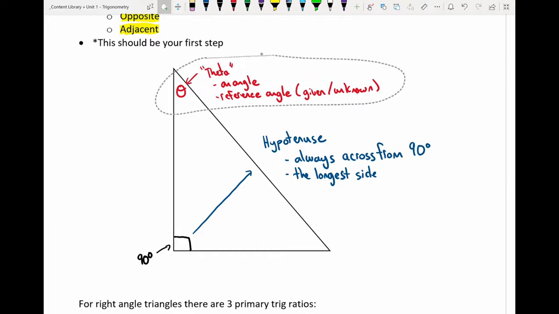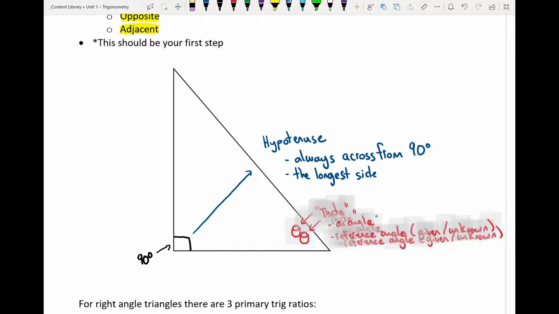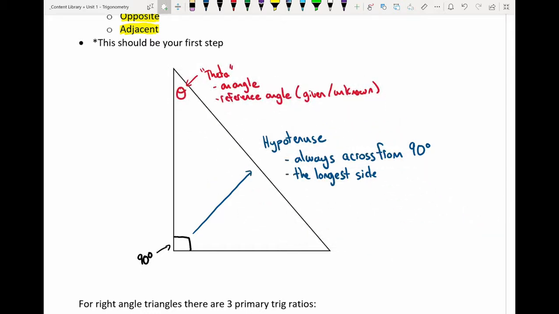One thing to note, this reference angle can be in either location. So it could be down here. It could also be up here. It just depends on the question. I'm going to leave it at the top for the purposes of this example, but just know that the next two sides that we label could be flipped depending on where this reference angle is. So across from my reference angle is what we call the opposite side. And it's the opposite because it's opposite of my angle. But I'll just put across from the reference angle.